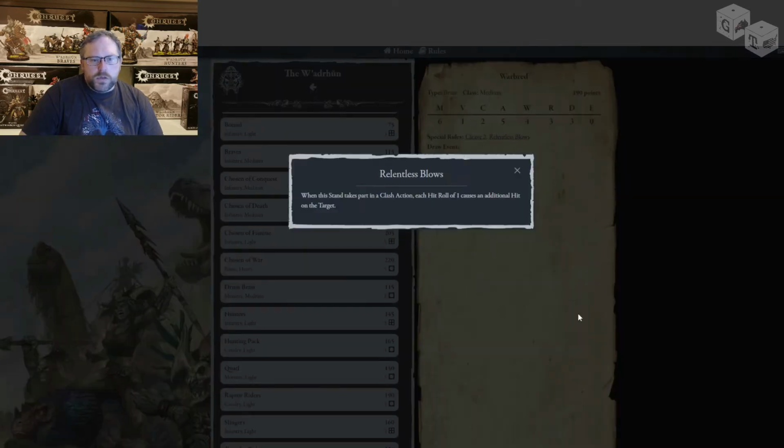Relentless blows. When this stand takes part in a clash action, each hit roll of 1 causes an additional hit on the target. So in this particular game, you want 1s, you don't want 6s. So me being me, I'm going to roll 6s all the time.